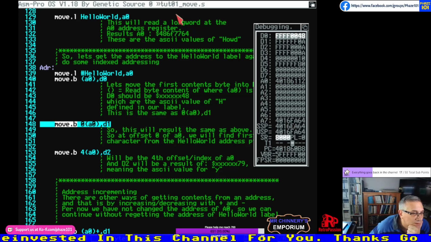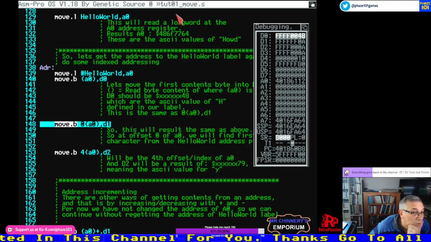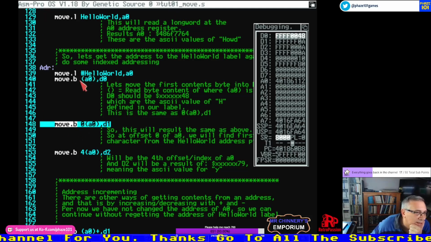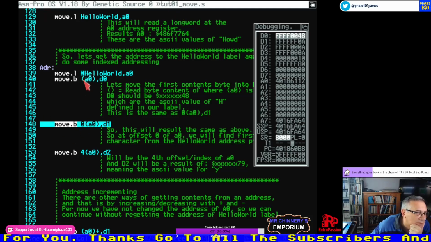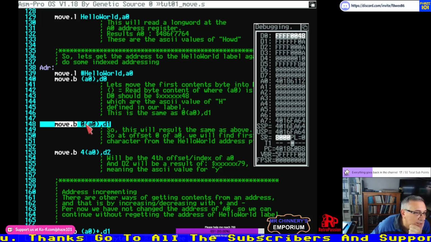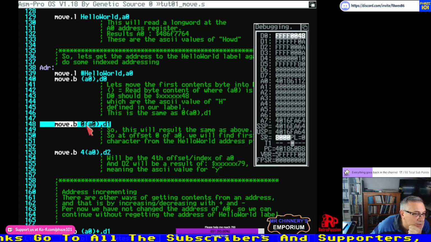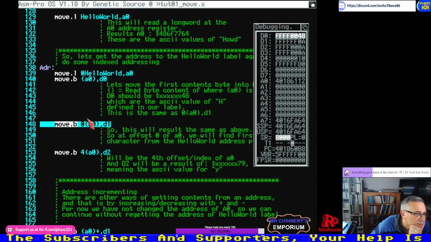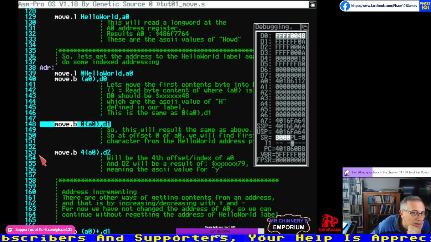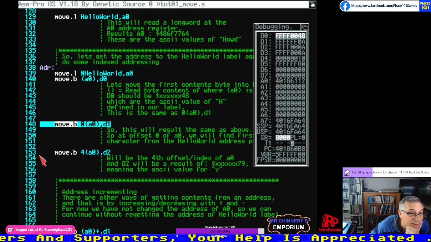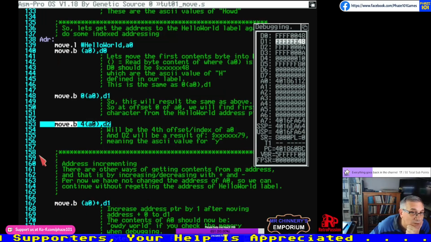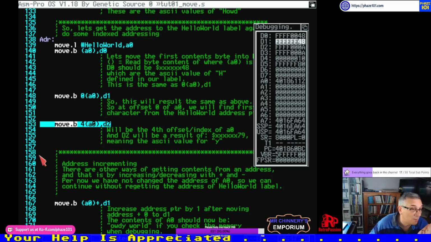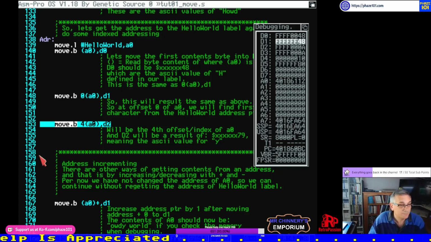And then we're going to move, and this is interesting, here we don't have a number in front of the A0. These mean the same thing. If you don't specify the 0, it means you're moving what there is in A0 into D1. So they will be identical. 48 and 48. Ignore the rest of the bits because we only moved a byte in both cases.